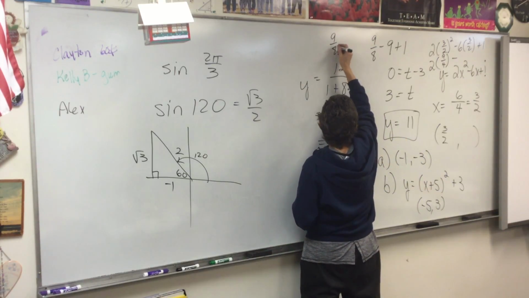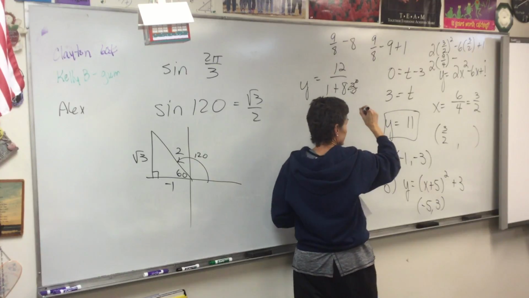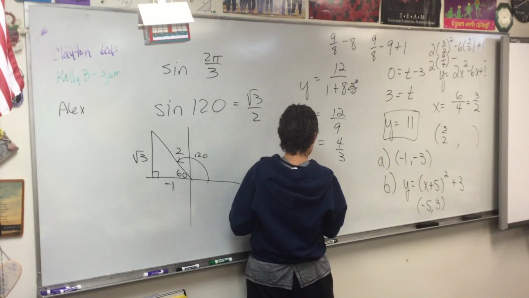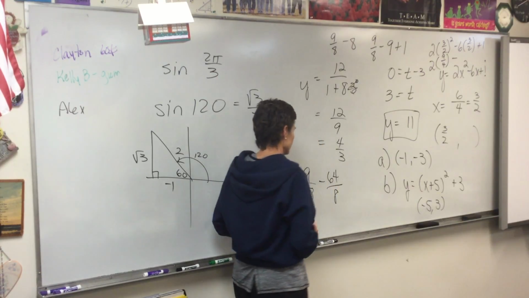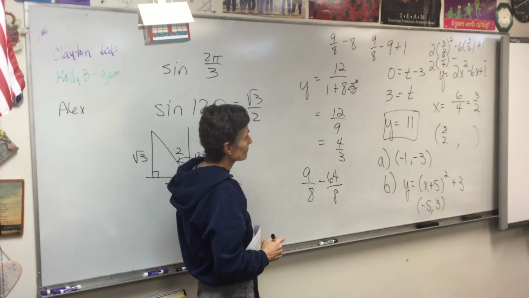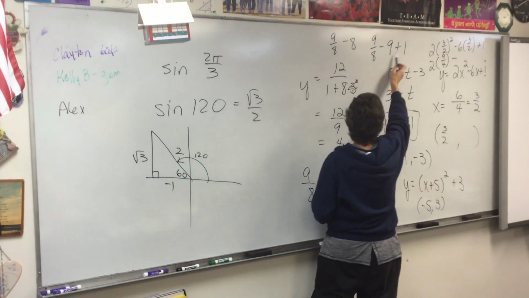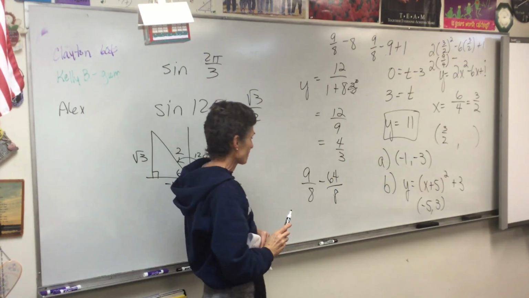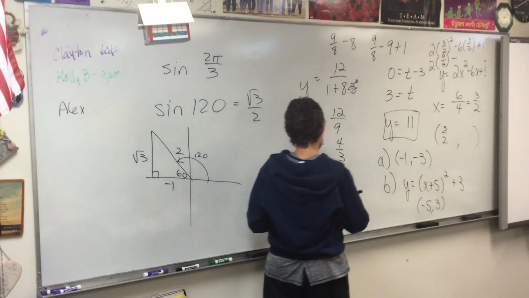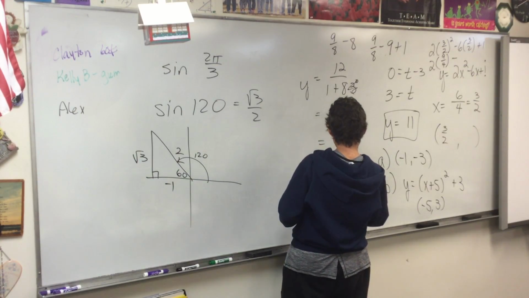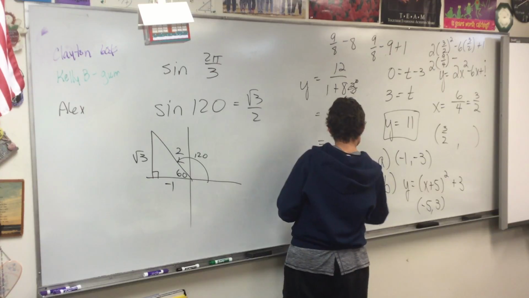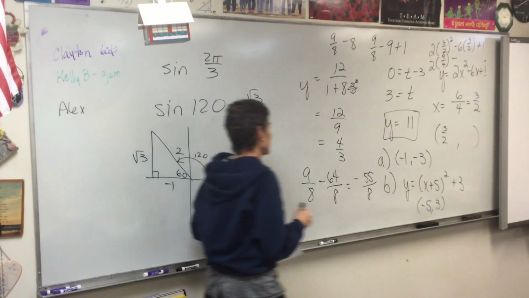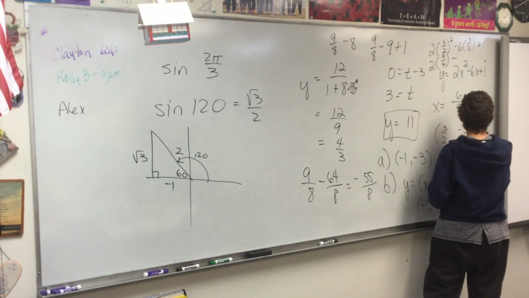So 9/8 minus 8, which is 9/8 minus 64/8. Negative 9 plus 1 is negative 8, which is 64/8. So negative 55/8. So that's my y coordinate. So 3 halves, comma, negative 55/8.